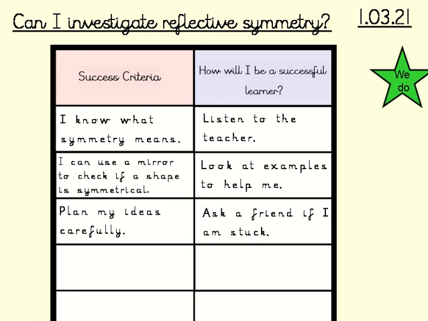We're going to do a bit of investigating today. We're going to investigate reflective symmetry. So that's having a look and making sure that each side is exactly the same. So we need to know what symmetry means. It's like a reflection in a mirror, isn't it? Okay, it's the same on both sides. I can use a mirror to check if a shape is symmetrical. So you might have a mirror at home that you could use.